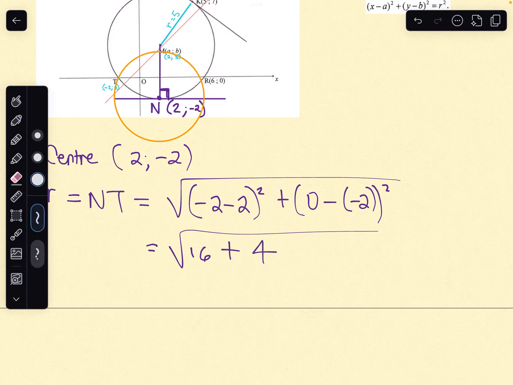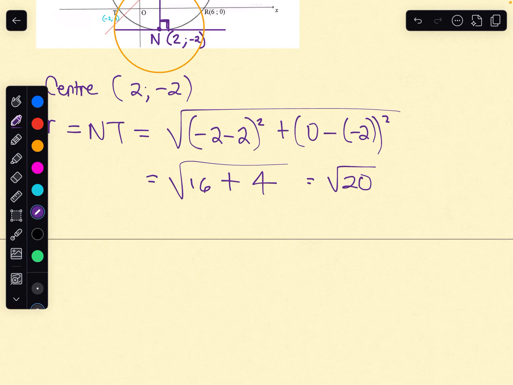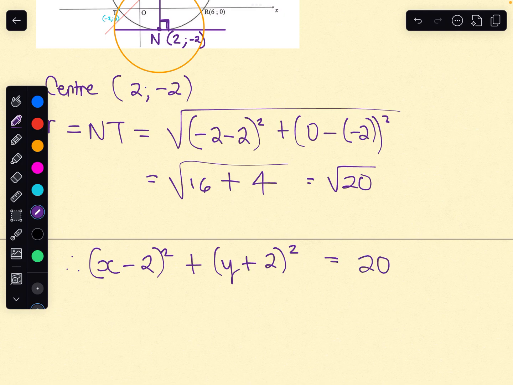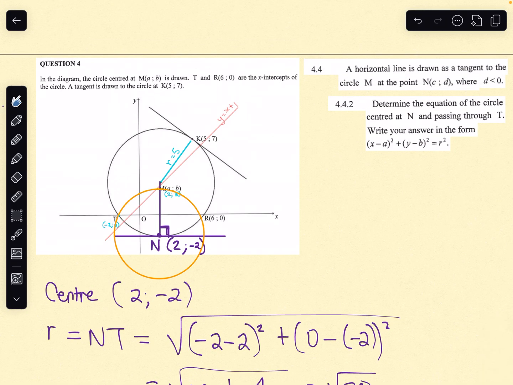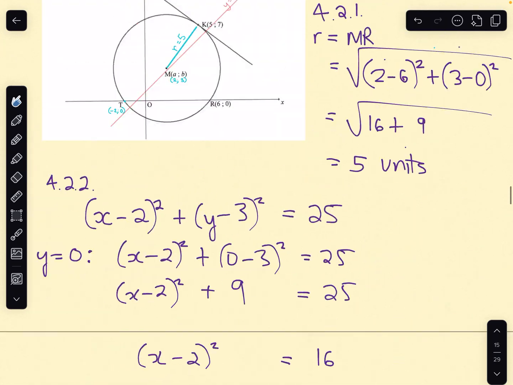Okay, that was a very eager line. Relax. Okay, so that is the square root of 20 is our radius, and so therefore the equation of our circle is (x minus 2) squared plus (y minus minus 2, which is plus 2) squared, equals root 20 squared, which is just 20. That would be the equation of the orange circle. Wow, okay. I hope that this went as well as it felt.